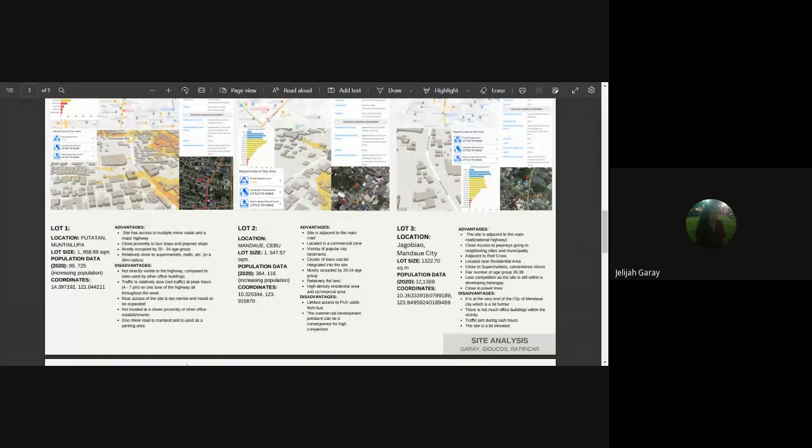For the disadvantages, it has limited access to PUV aside from bus. However, there's a bus stop in the area, and the commercial development pressure can also be a consequence for high competition.